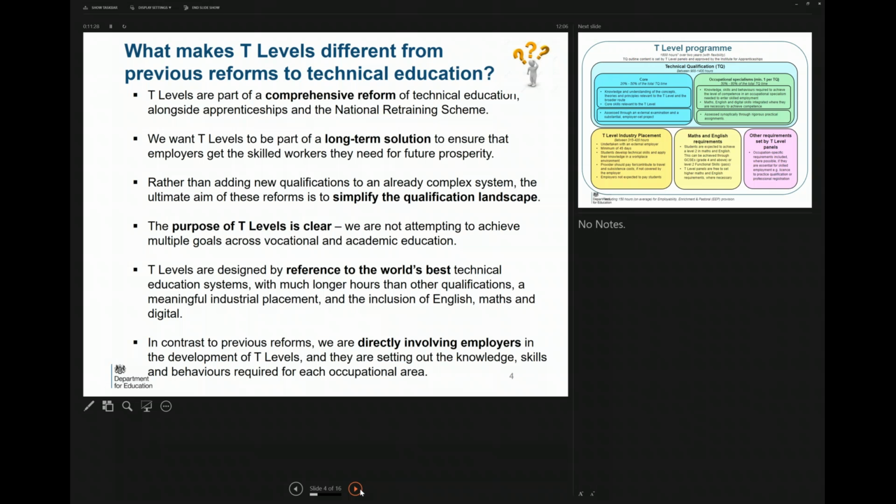across vocational and academic education. This is very much aimed at young people developing the knowledge, skills and behaviours that they need in order to succeed in their chosen area of skilled technical work. And we've looked really carefully at the world's best technical education systems to see what we can learn. And that has helped us to shape a programme based on much longer hours than other qualifications, so we can give young people more input, a meaningful industrial placement, and including English, maths and digital content.